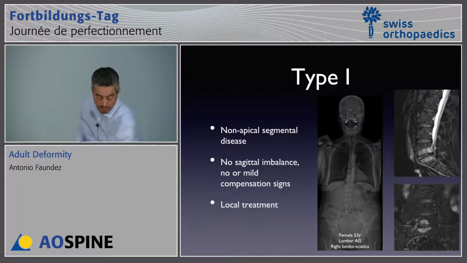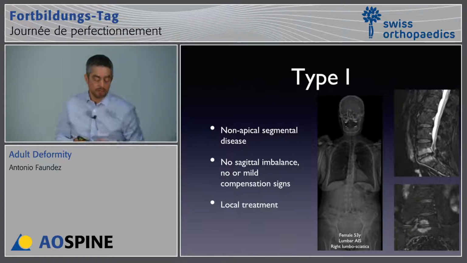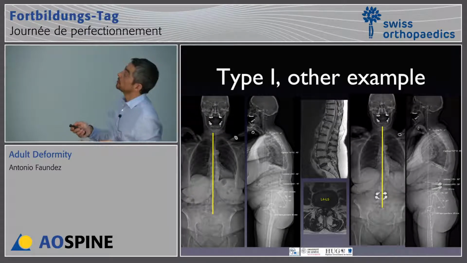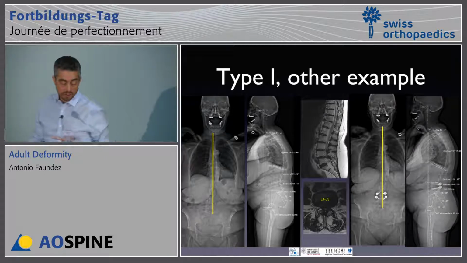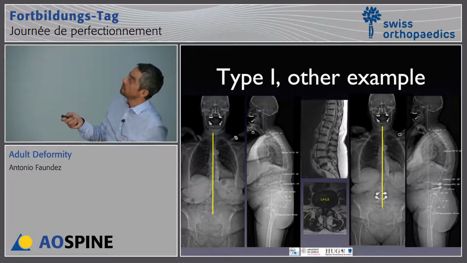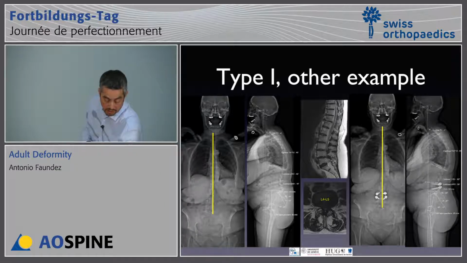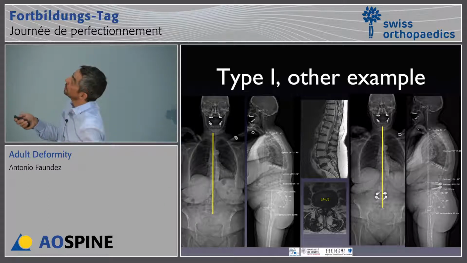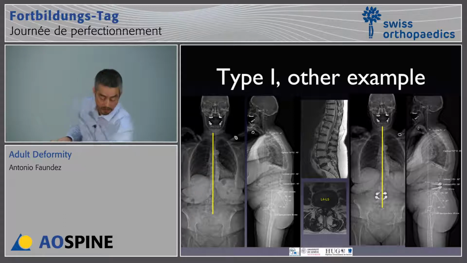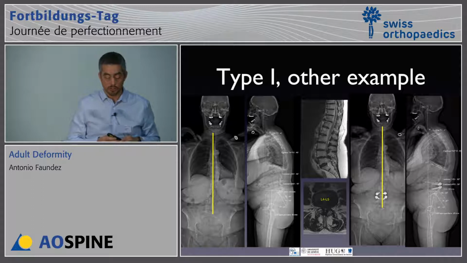This is a local treatment. It can be treated as low back pain. This patient had a lumbar sciatica and she had a single level fusion. This is another example of type 1, but in this case, as I said, there's also a progression due to the appearance of degenerative spondylolisthesis, which was the case here. In a non-apical level, the deformity is above, and the surgical treatment could actually rebalance the patient. You see here the preoperative coronal balance, and the sagittal balance is also restored thanks to the correction of the segmental lordosis of L4-L5.